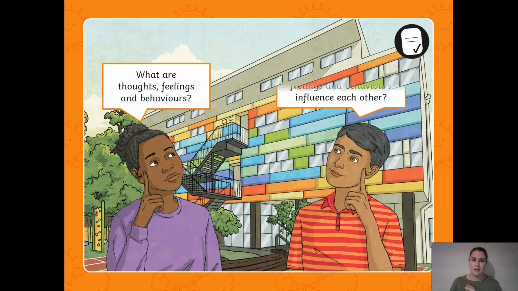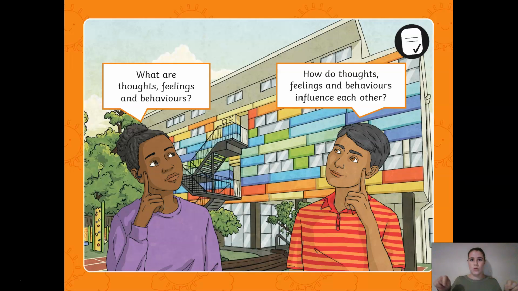So, big questions for the lesson. What are your thoughts, feelings and behaviours? We've looked at our cognitive triangle and how they all affect one another and how they might influence other people. So what I would like you to do this week is keep track of any thoughts that you might have. It might be that you have a really positive thought, you're thinking, yes, I've got the best science lesson with Miss Humphrey on Monday morning.